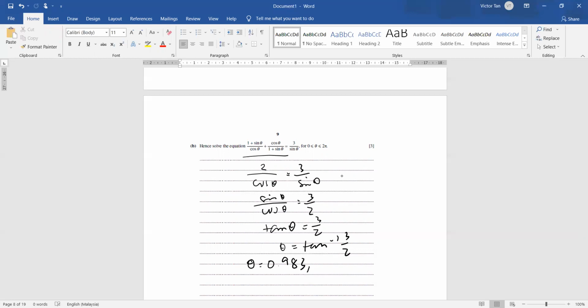So you have the answer in the first quadrant, 0.983, and positive in the third quadrant is pi plus 0.983, which is 4.12. That's it. You have your two solutions.